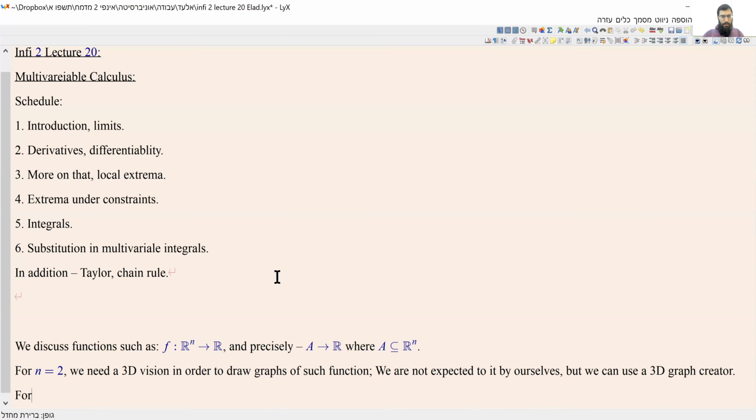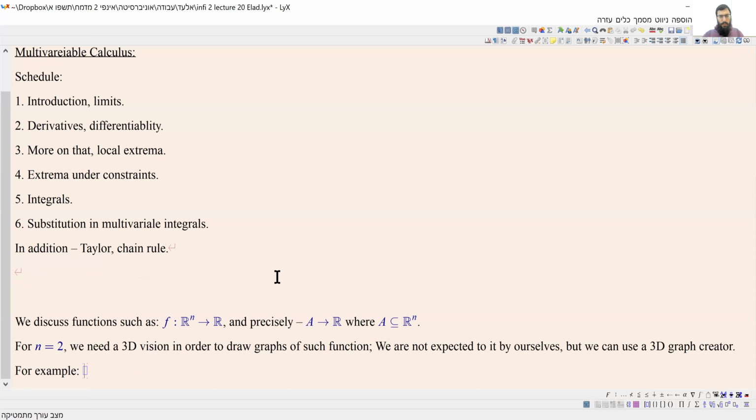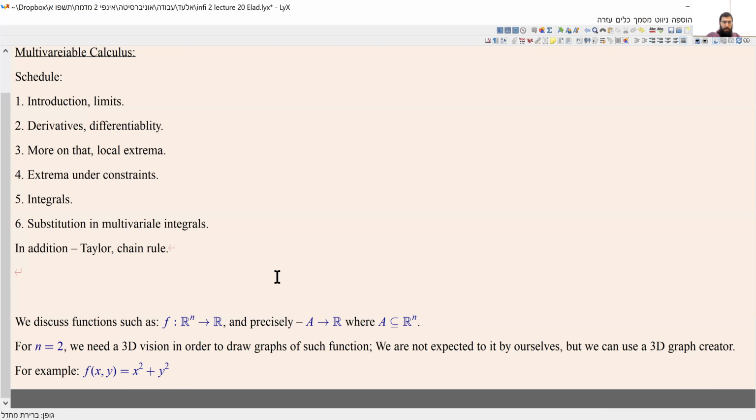For example, we can look at the following function. f(x,y) is x squared plus y squared. It is the generalization of a parabola to a two-dimensional or three-dimensional space, depends on how you look at it. It's called a paraboloid. Okay, the graph is a paraboloid.